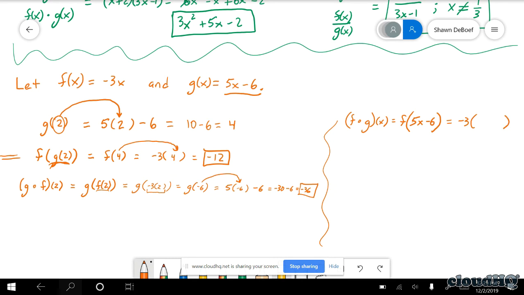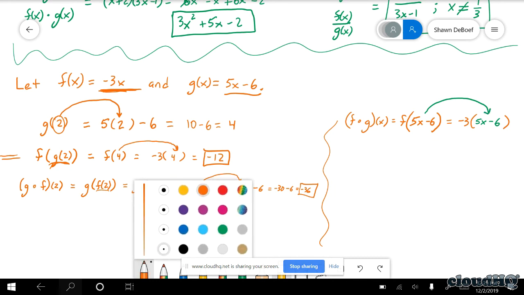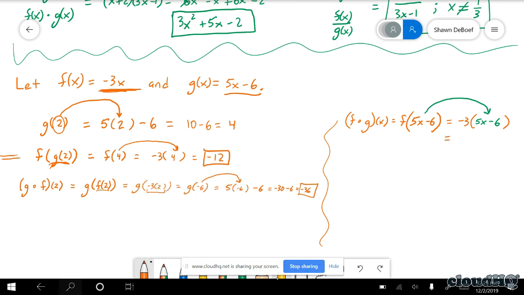So the f function was negative 3 times x, over here. So instead of x, I put parentheses, and I have to plug into that. We'll switch colors here. This 5x minus 6 has to get plugged into that. So negative 3 times that gives us our answer. Let's do one more.